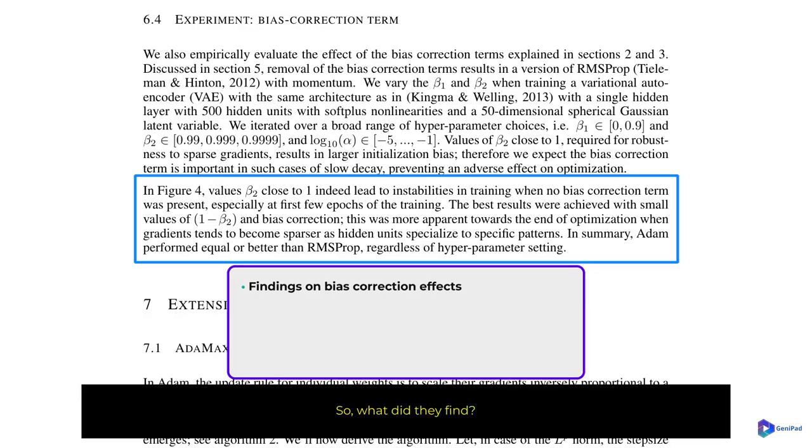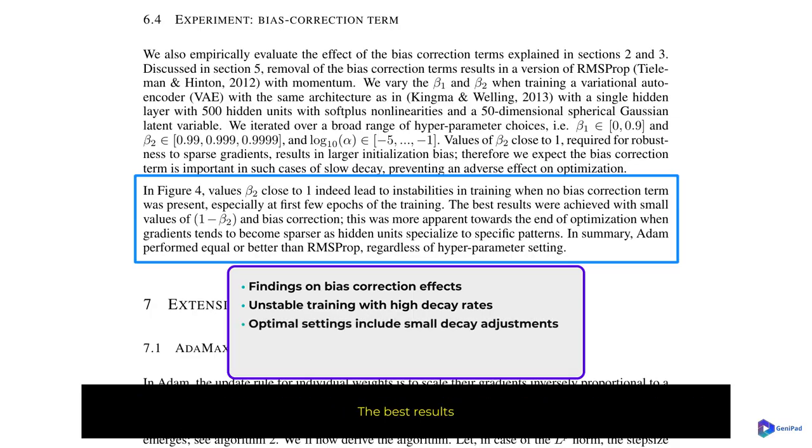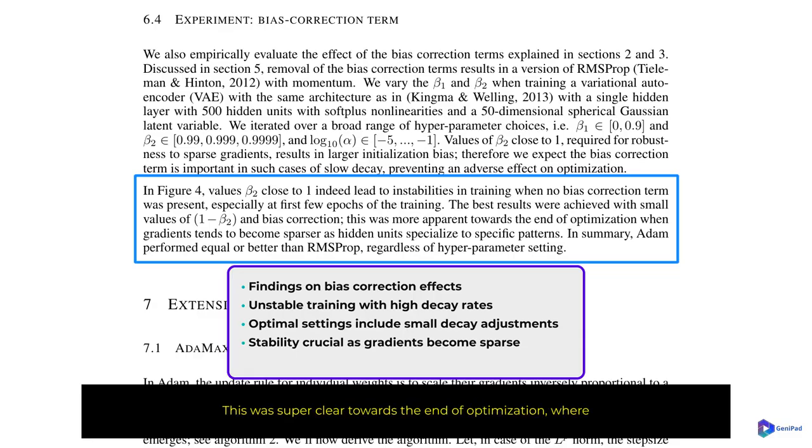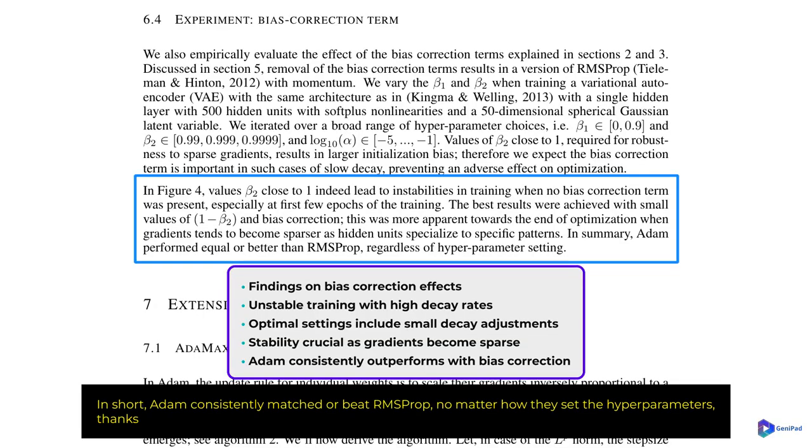So what did they find? In the figure, when the second moment decay rate is high, training without bias correction becomes unstable early on. The best results came with small values for 1 minus the decay rate and bias correction enabled. This was super clear towards the end of optimization, where gradients get sparser and models need that extra stability. In short, Adam consistently matched or beat RMSprop, no matter how they set the hyperparameters, thanks to that bias correction magic.